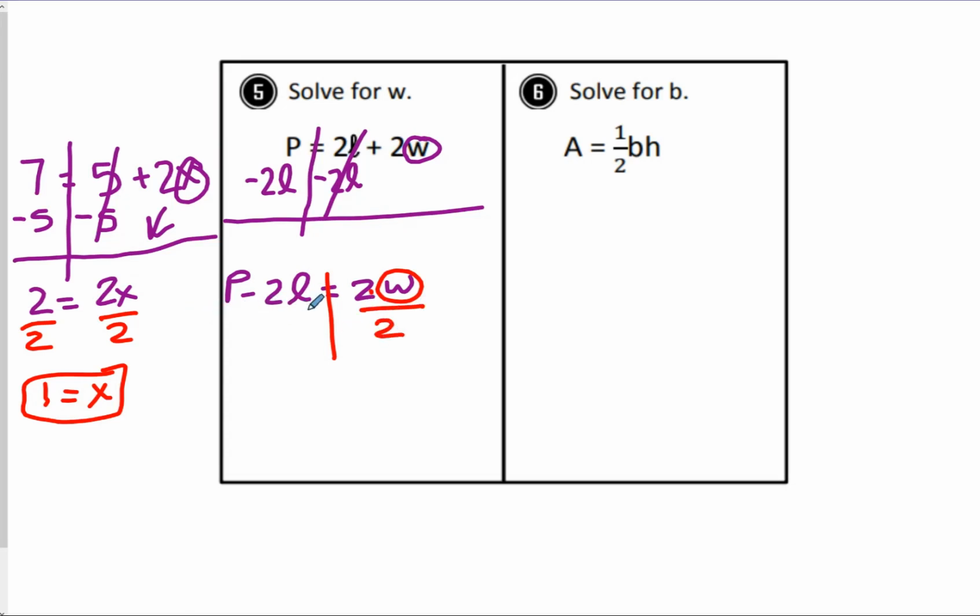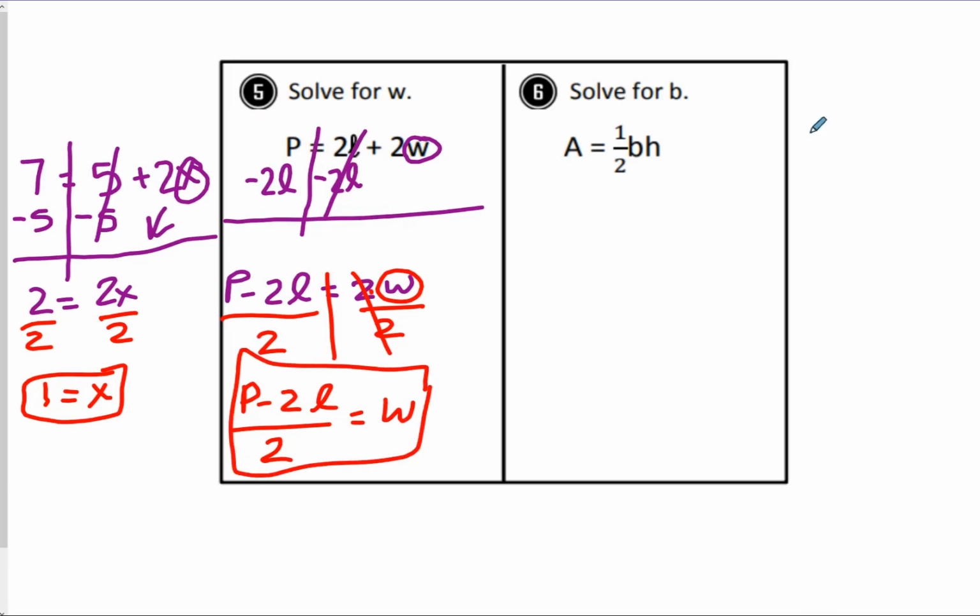This is also where things get a little different. We're going to go ahead and put 2 underneath as the denominator for the numerator p minus 2L. Simplifying our work, we get a final answer of p minus 2L divided by 2 equals w.